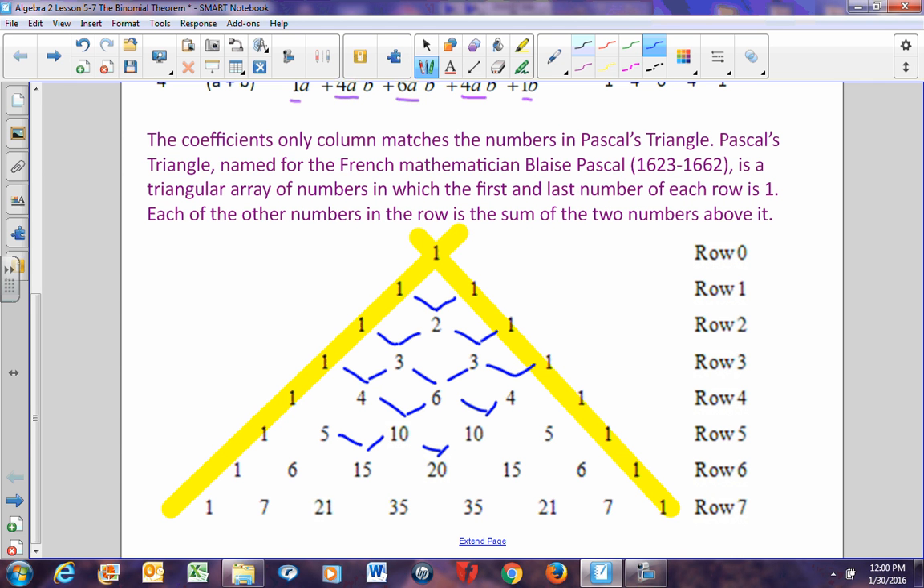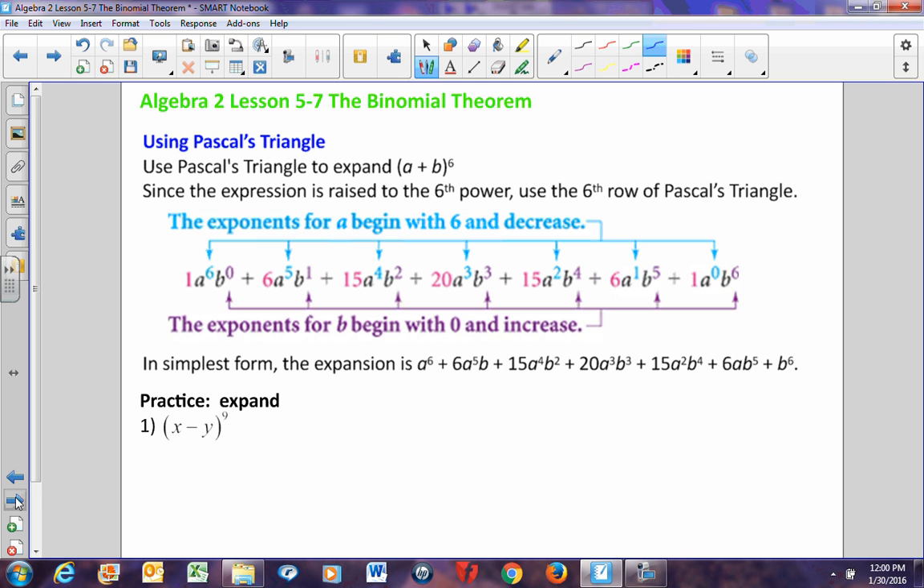Now, there's an interesting way to use Pascal's triangle. You can use Pascal's triangle to expand a plus b to the 6th without having to multiply it out. A plus b times a plus b times a plus b times a plus b times a plus b times a plus b, which I know for a fact would be incredibly tedious. Okay. Since the expression is raised to the 6th power, you use the 6th row of Pascal's triangle as your numbers, and then your variables are going to decrease and increase accordingly.